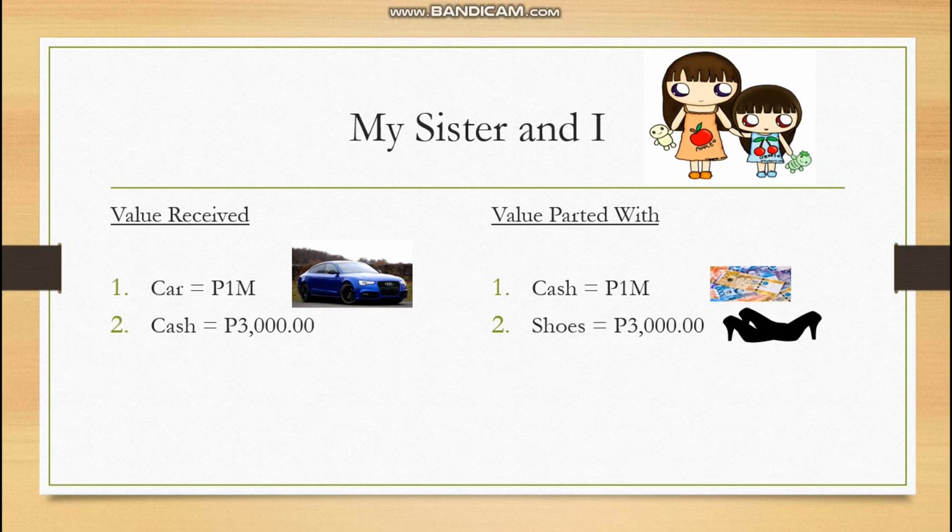So what was the value that I received out of that transaction? Oh, you guessed it right. Cash of 5,000 pesos. And what was the value that I parted with? Oh, a liability. This time I have now a liability in favor of my sister in the amount of 5,000 pesos. Now, after 15 days, because I'm true to my word and I want to walk my talk, I paid my sister my debt amounting to 5,000 pesos.